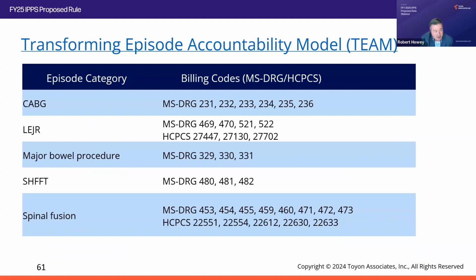For those 5 episode categories, those are the DRGs that will be subject to the model, as well as outpatient procedures. So we'll have those HCPCS codes. That starts the time and the 30 days. So then the other question is, well, what if we just do them outside of the 30 days? Well, CMS is also going to look at that too.